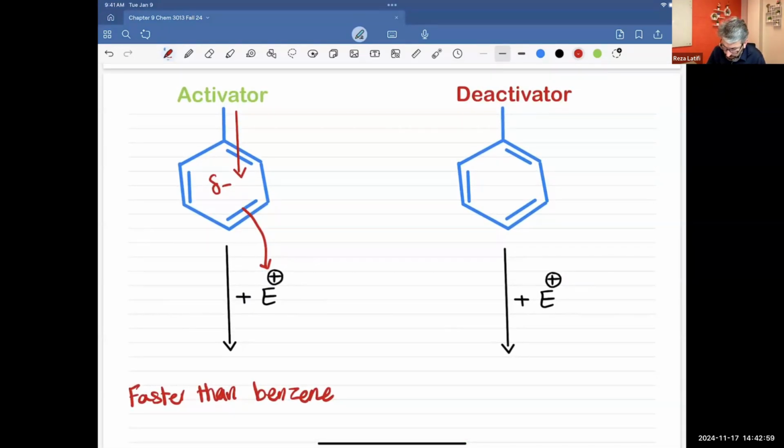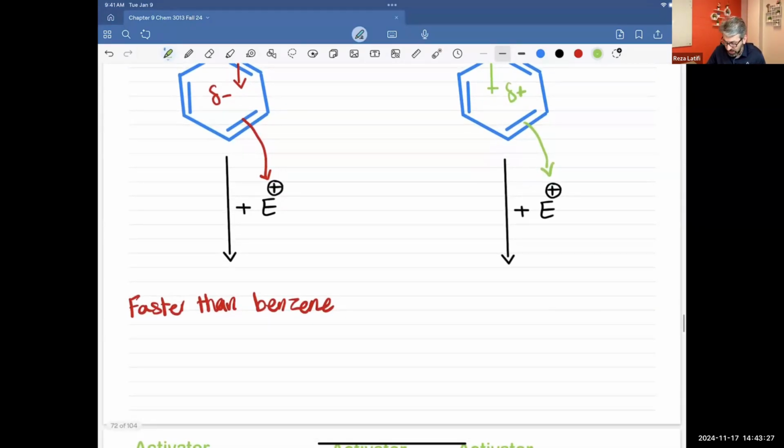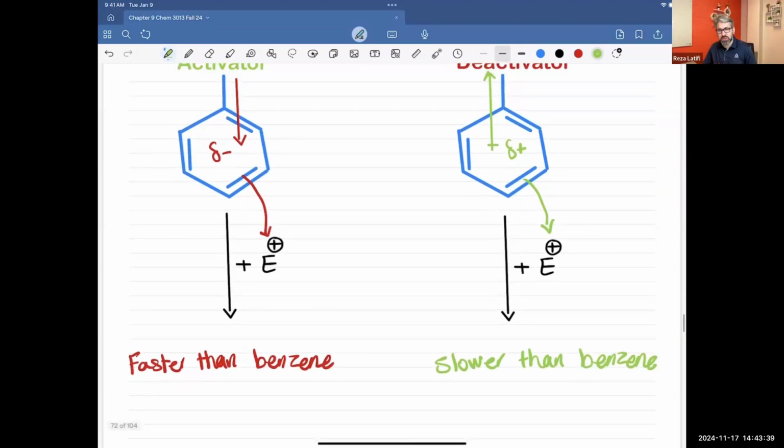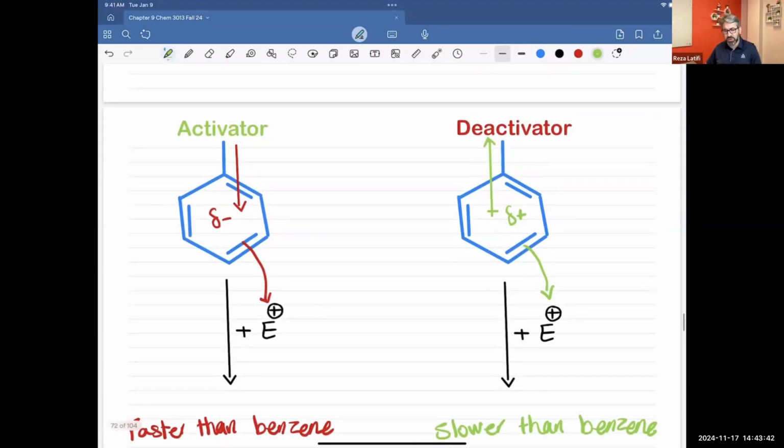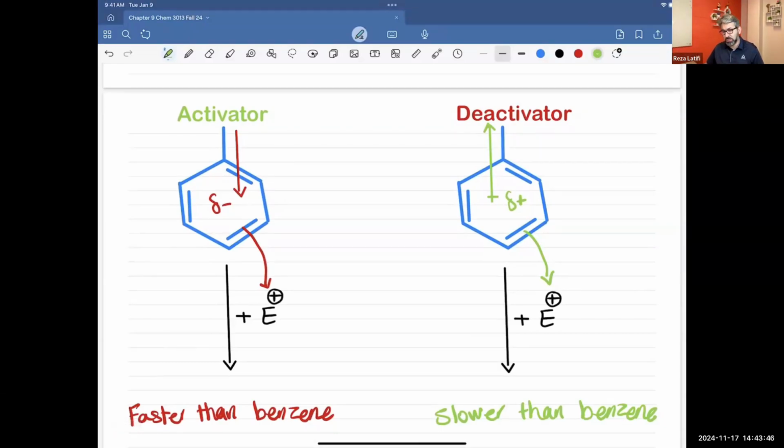The deactivator is pulling electron density. So this time the vector is pointing up, and that means we are creating a positive charge inside the ring, or we are stealing electron density from the ring. Now the ring got poor of electrons, and it doesn't have much electron density left to share with the electrophile. So in this case the reaction will be slower than the benzene ring, because some of the electron density got pulled by the deactivator even before we see the electrophile.